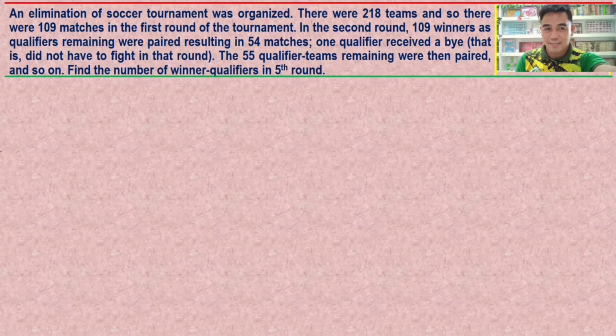Problem number 3. An elimination soccer tournament was organized. There were 218 teams, and so there were 109 matches in the first round of the tournament. In the second round, the 109 winners as qualifiers remaining were paired, resulting in 54 matches. One qualifier received a bye, that is, did not have to fight in that round. The 55 qualifier teams remaining were then paired, and so on. Find the number of winner qualifiers in the fifth round.